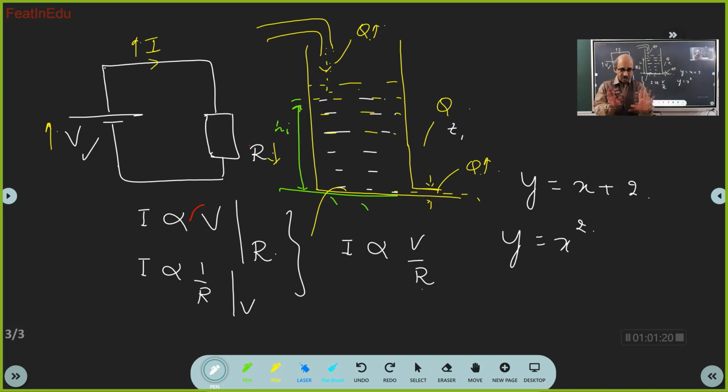Got it now? Now, see, listen here. See, in physics, there is something called qualitative description.